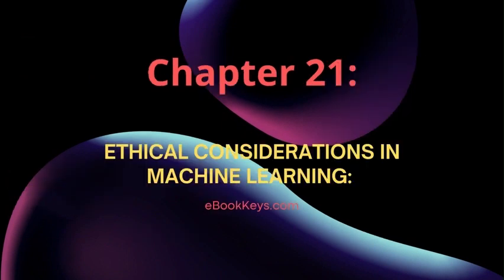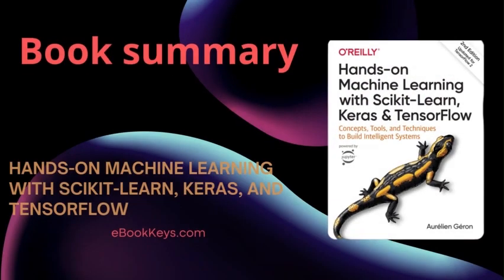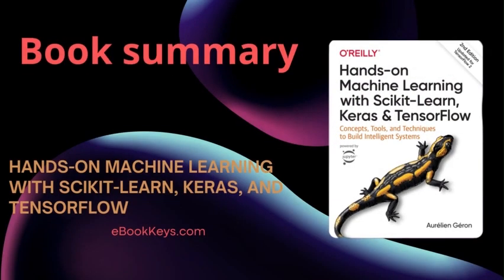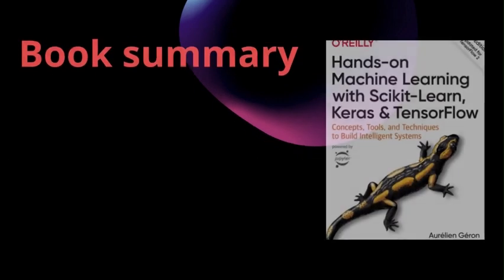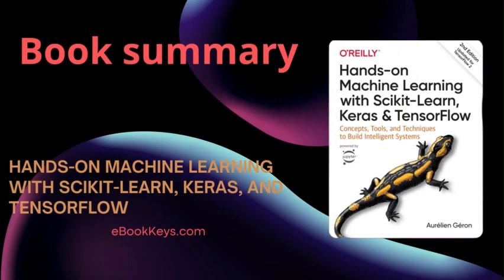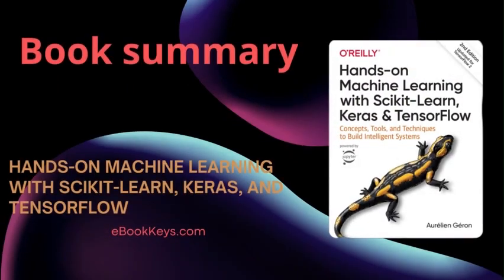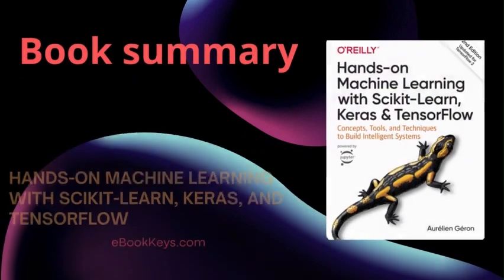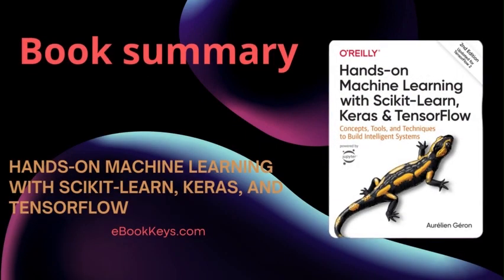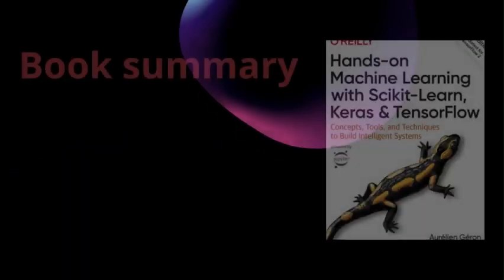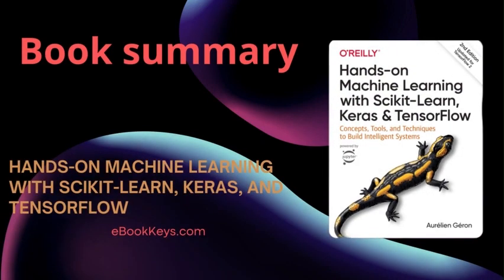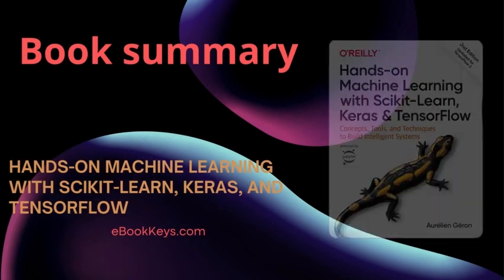Ethical considerations in machine learning. Chapter 21, Ethical Considerations in Machine Learning, explores the ethical implications and challenges associated with the use of machine learning algorithms. It discusses topics such as bias, fairness, privacy, and transparency in machine learning models and decision-making processes. You'll learn about the ethical guidelines and frameworks that can help mitigate potential risks and biases.